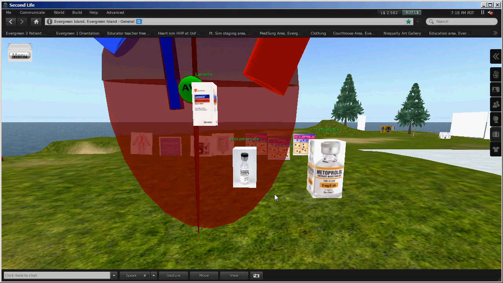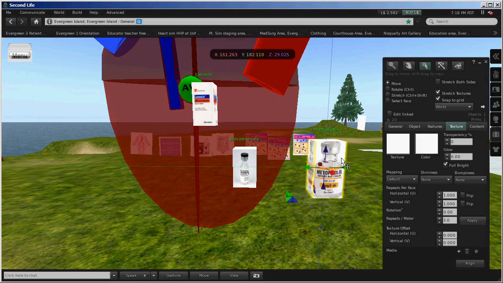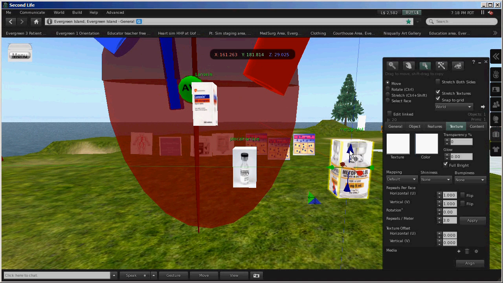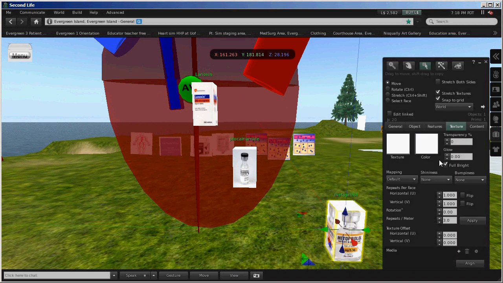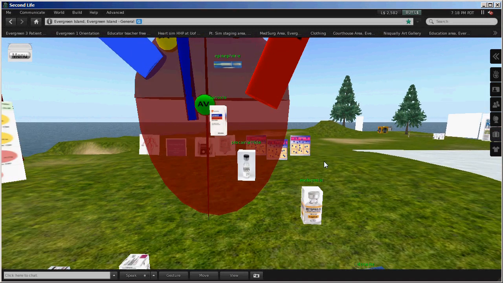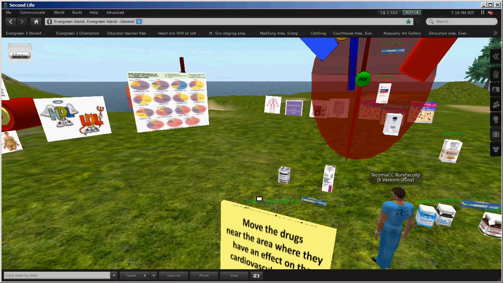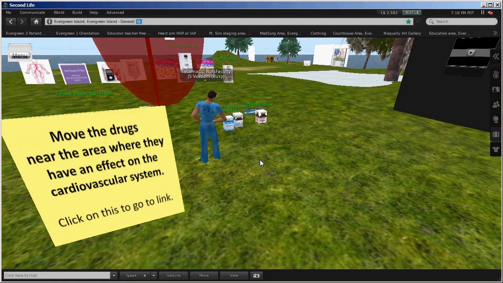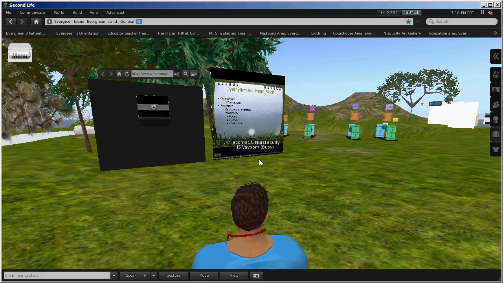So anyway, you can move these around by right-clicking, editing, and then left-clicking on the arrow, and you can drag it around. So play with these if you want, and you have to look up the answer because it doesn't supply it for you here. Although if you click on the sign, it will give you a link here when you click on it. So those are some things you can do with the medications.